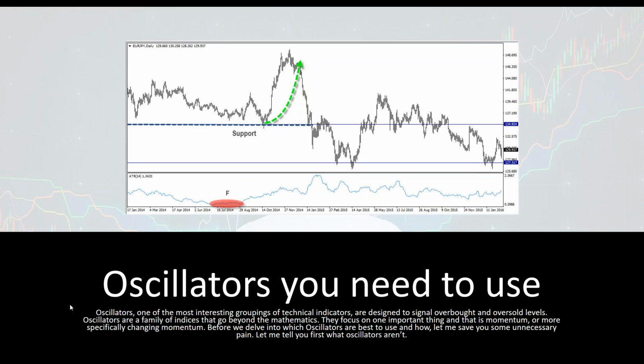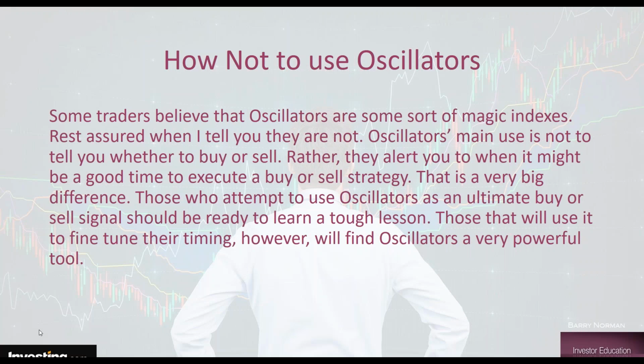Okay. Now, oscillators are one of the most interesting groupings of technical indicators. They are designed to signal overbought and oversold levels. Oscillators are a family of indices that go beyond the mathematics. They focus on one important thing, and that is momentum, or more specifically, changing momentum. Before we delve into which oscillators are best to use and how, let me save you some unnecessary pain. Let me tell you first what oscillators don't do.